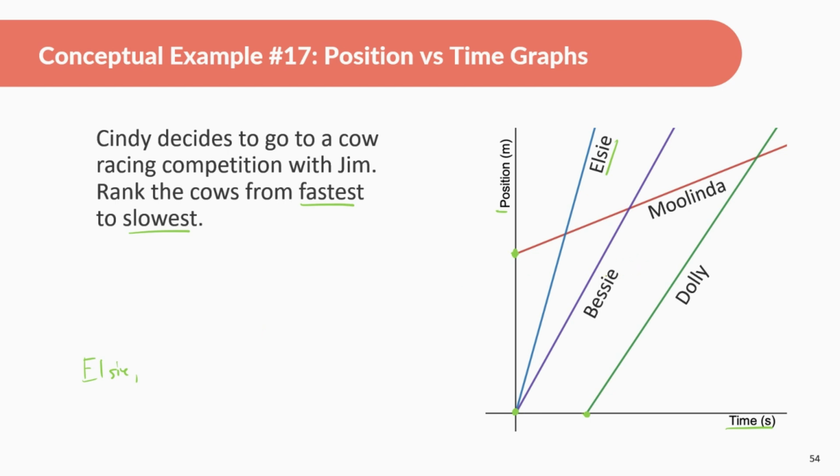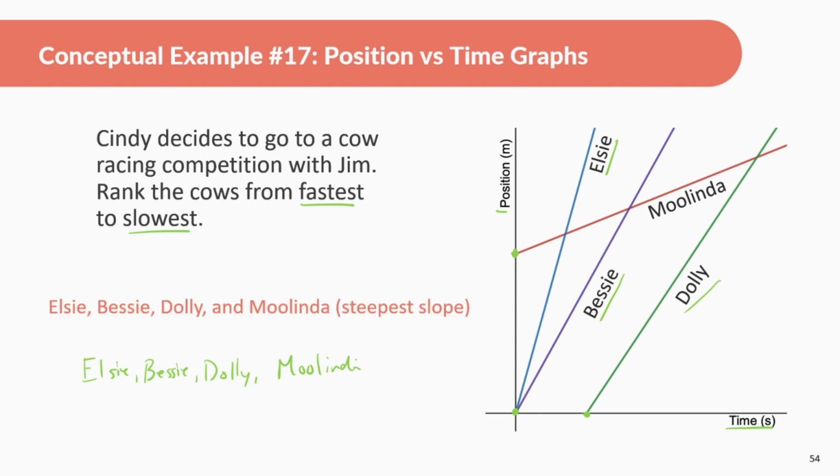And then I'm going to say, Bessie and Dolly seem similar, but I would say Bessie has a bit more of a steep slope. Then Dolly. And then sadly, we have at the end, Moolinda. Okay. And again, we know this by which one has the steepest slope to the least steep, or the most shallow slope. Okay.